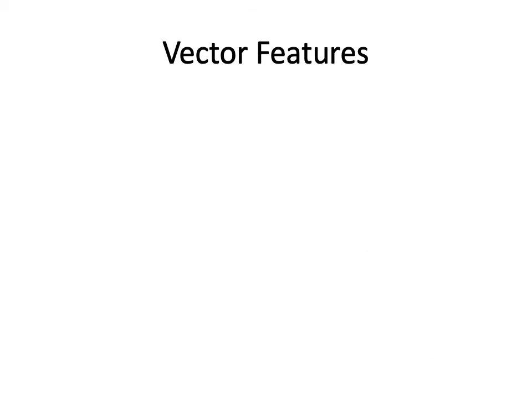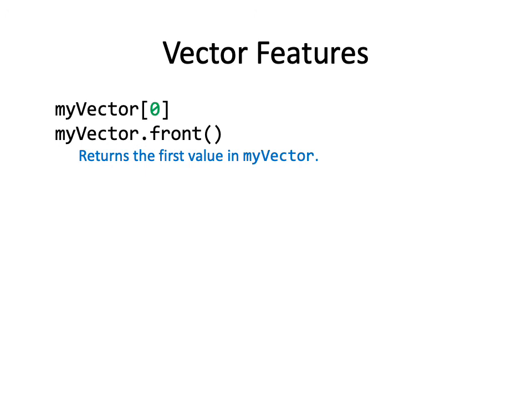Now, how do we get or set values of a vector? If we want to get the value of an array, we use the bracket notation. If we want to set the value of an array, we use the bracket notation. The same thing is true here with my vector. We can get or set the very first element of an array or vector using this bracket notation with index 0. Now the vector class has an additional function that will return the value. You can't use this to set the value, but you can use it to return the value of that very first element. And that is myVector.front.